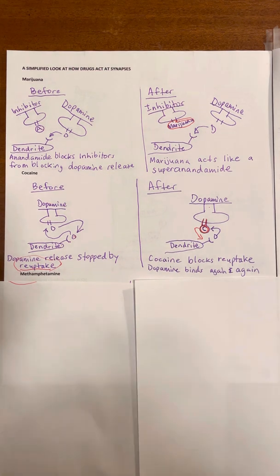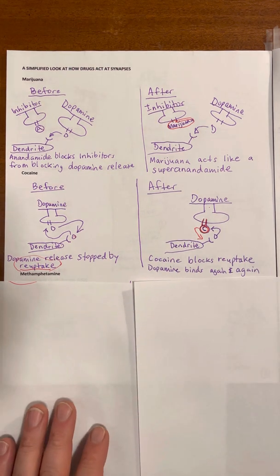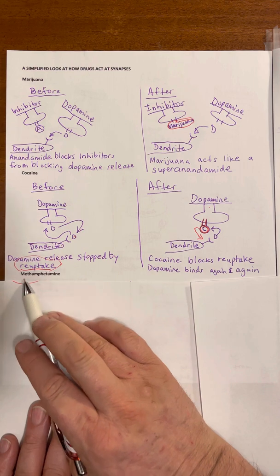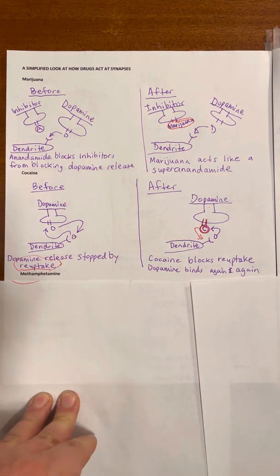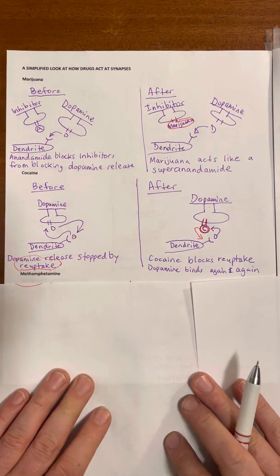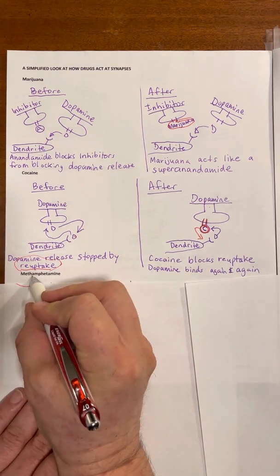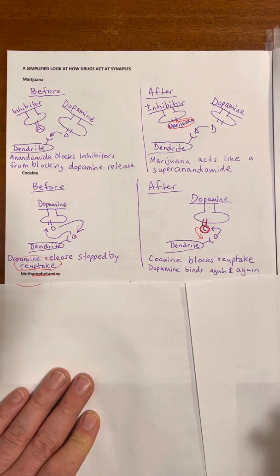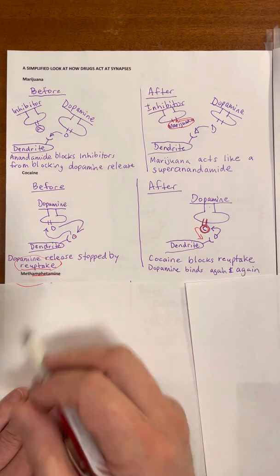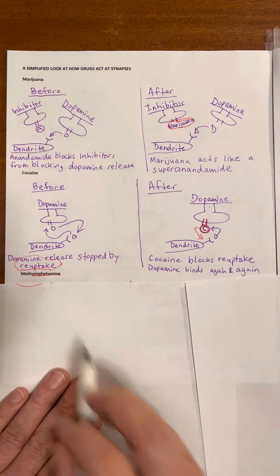Okay, now let's move on to a third type of drug, methamphetamine. First, I guess we should say that in describing methamphetamine, methamphetamine is a type of amphetamine. Amphetamines are a class of drugs generally referred to as stimulants, right? Much like cocaine.